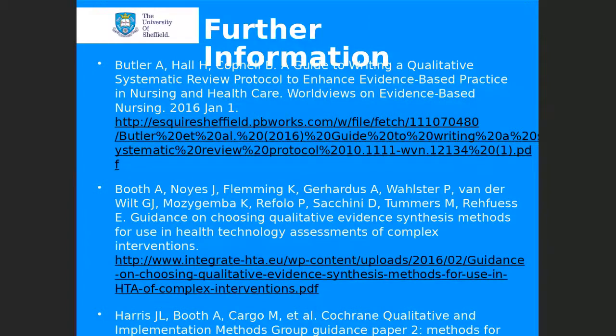So here are some of the references that would help. There is only one specific article on writing a qualitative systematic review protocol. The Cochrane guidance by Harris is signalled, and when it comes to the choice of synthesis, then the middle article there from the INTEGRATE project helps in guiding that choice.